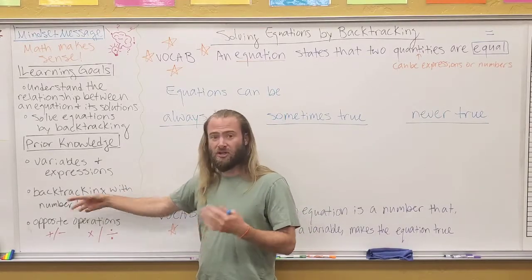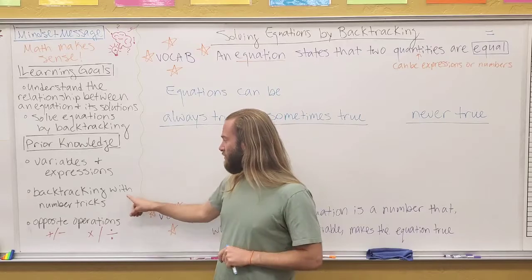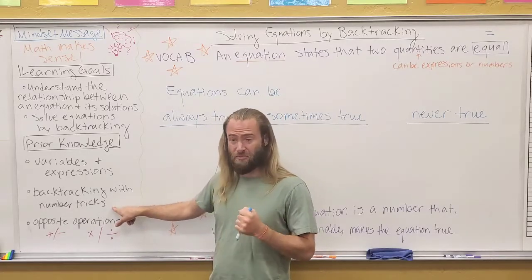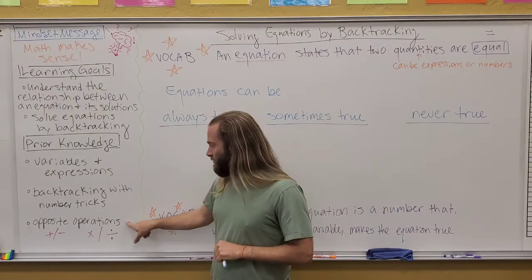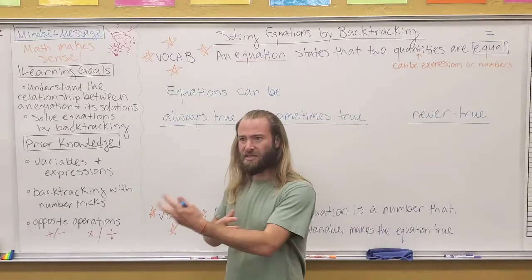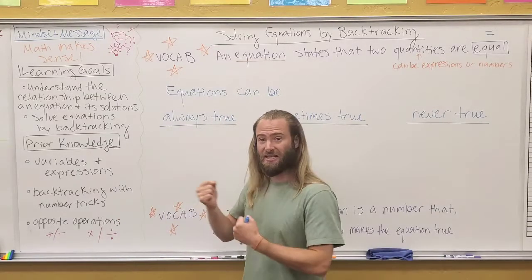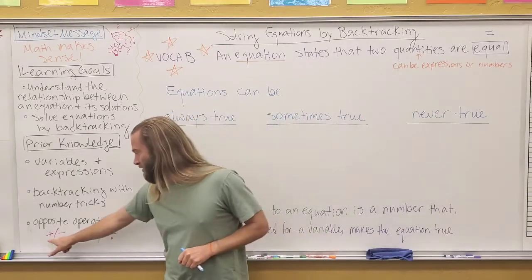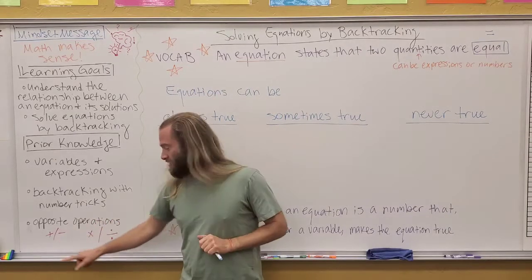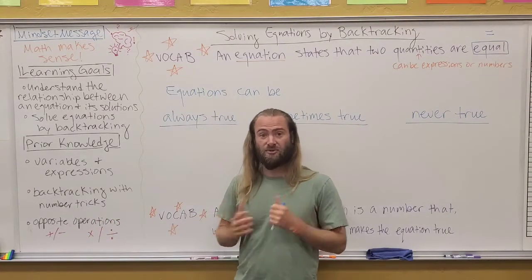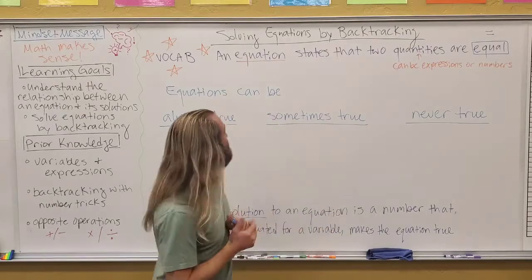We did learn about the backtracking method a little bit with number tricks, so remembering that is really important for today. And then just remembering about opposite operations and that they reverse each other, like our last lesson said. They undo each other. So for example, addition and subtraction undo each other. Multiplication and division undo each other. Let's go ahead and dive in now.